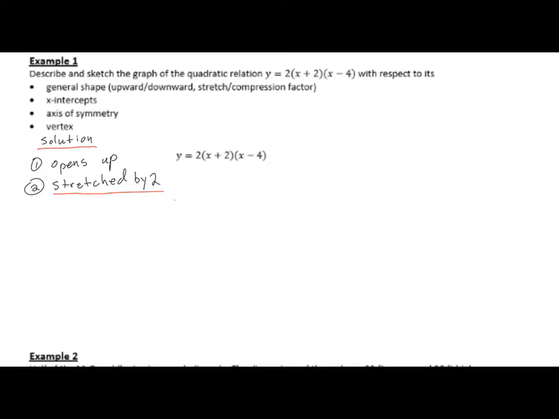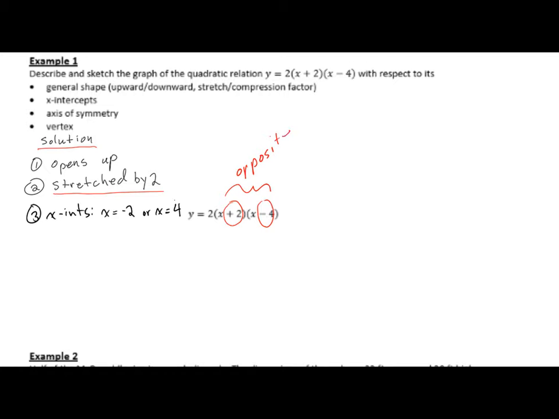Now, the next thing that we're going to do is identify the x-intercepts. When we identify the x-intercepts, we're actually looking at the +2 and the -4. That means our x-intercepts are -2 and +4. So remember, we're using that opposite world technique we talked about a while back.